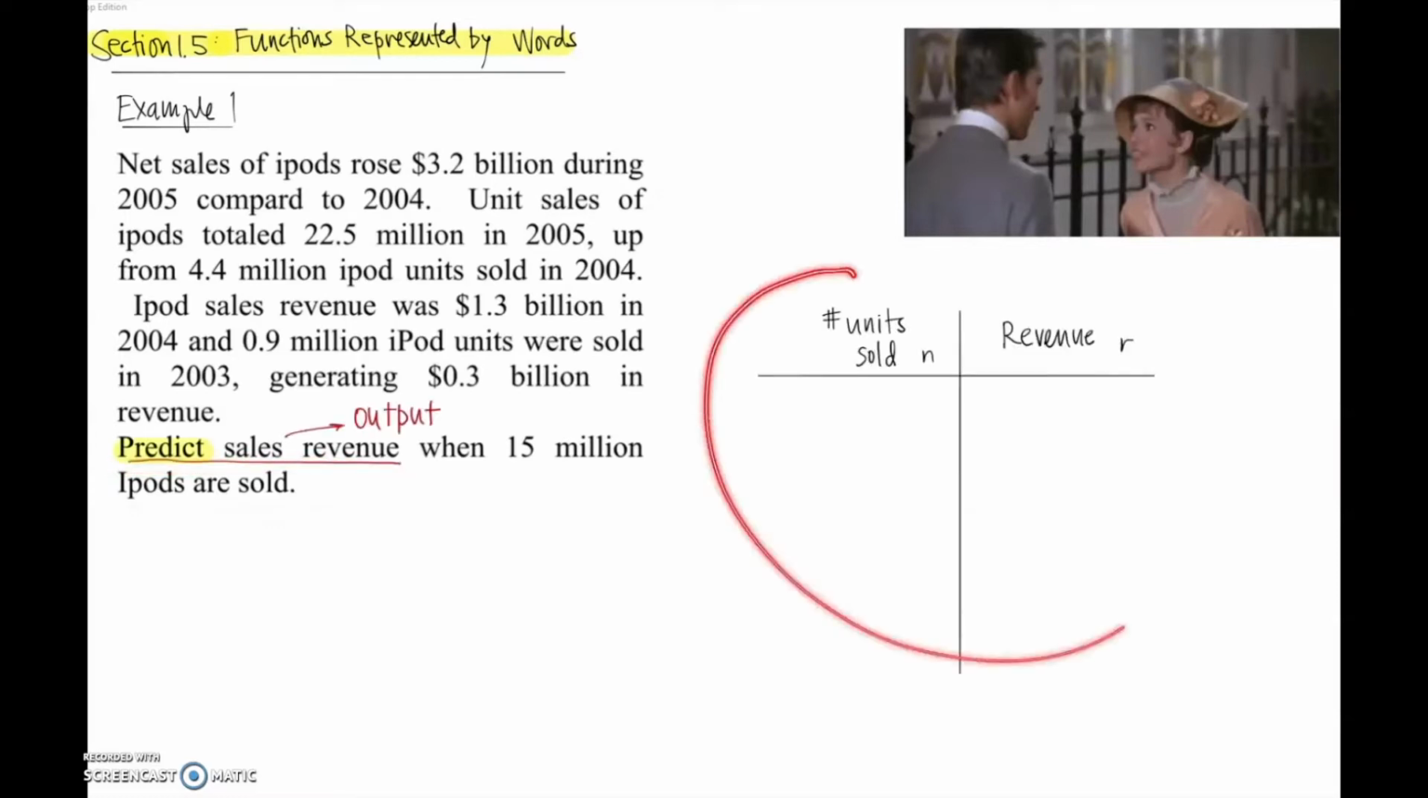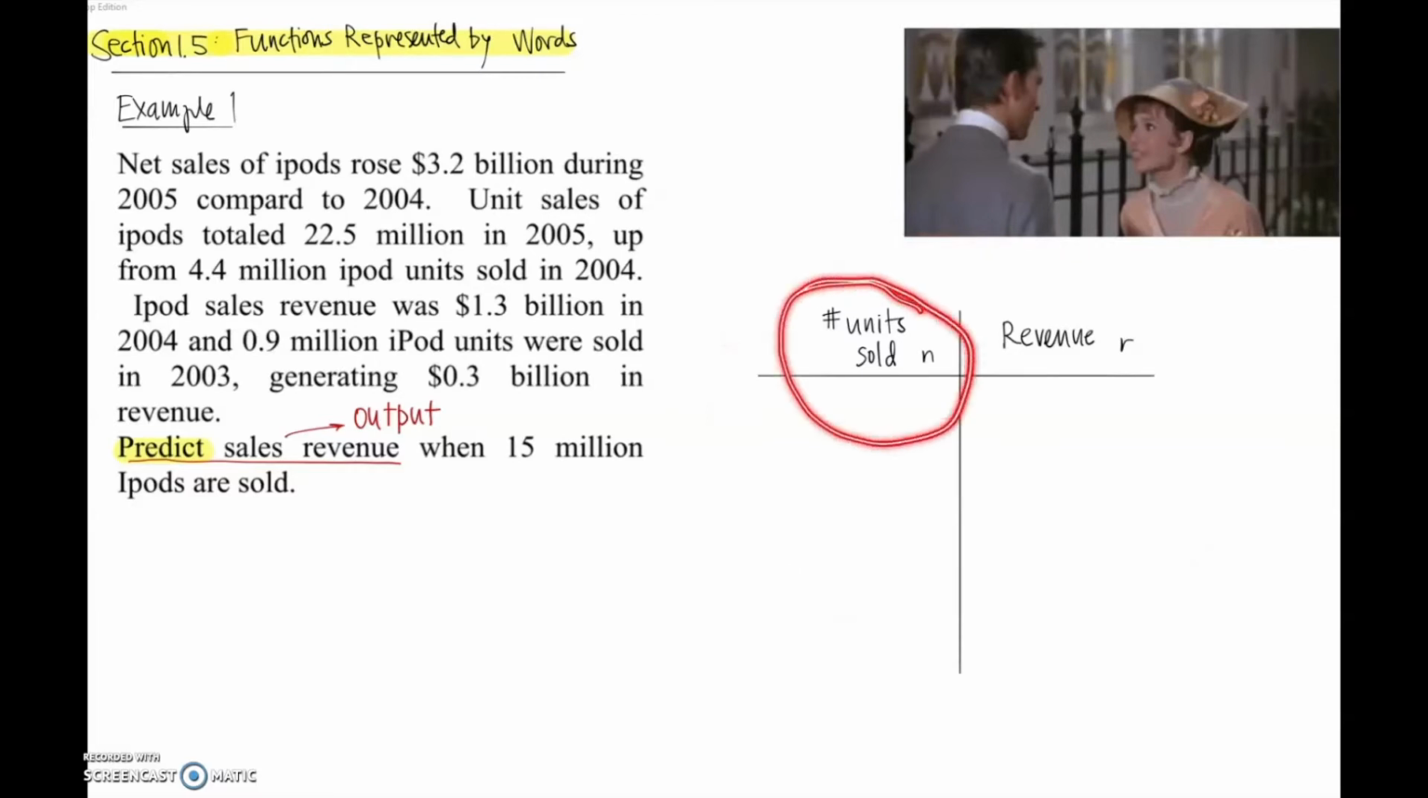So I've created a table, and just like we were saying, I know my input value or variable is number of units sold, and I'm going to call that N for number. That came from the prediction was based off of how many were sold. And my output is revenue because that's the thing that we're trying to predict. Now we're just going to dive into this paragraph and see if we can fill this table in.